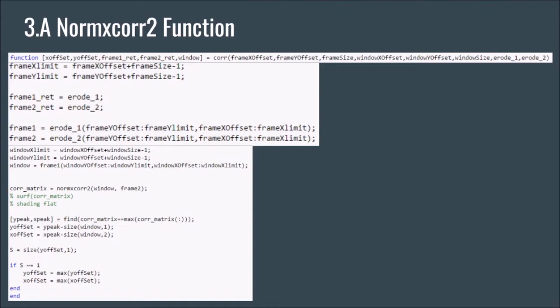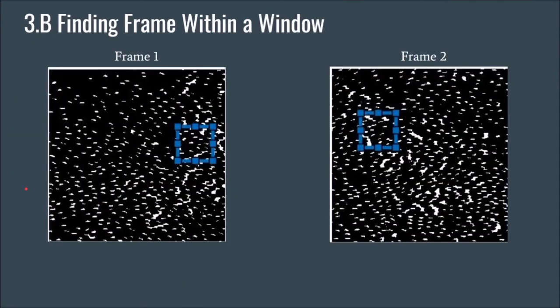Before applying this function to the entire image, we first tested it on a small portion of the herd. As we see here, the left side is a cropped part of the herd, and we'll call this frame 1, and the right side is the same location but in frame 2. Within frame 1, we chose a small window, and we inputted this window and the cropped frame 2 into the normxcorr2 function in order to find the resulting window in frame 2, which is represented by the blue box.